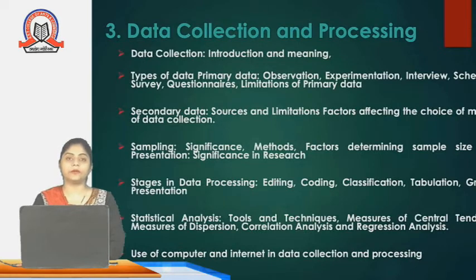Next, the third unit is data collection and processing. There are broadly two methods of collecting data. One is primary data, another is secondary data. Primary data is nothing but collecting first-hand information, where researchers themselves do the survey, take interviews from the respondents, and collect the data.